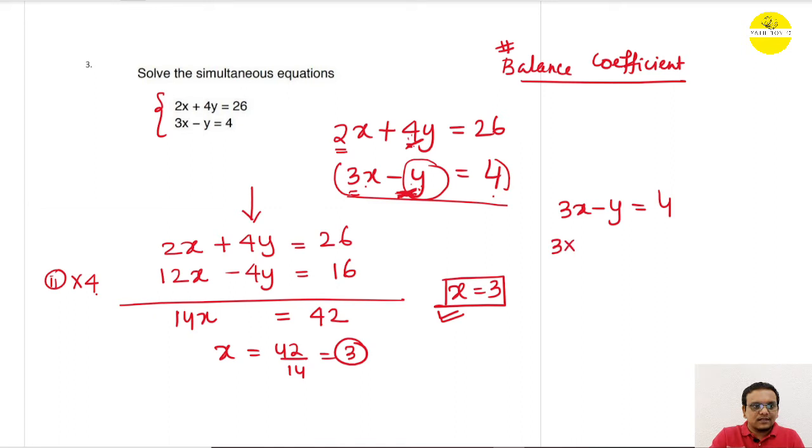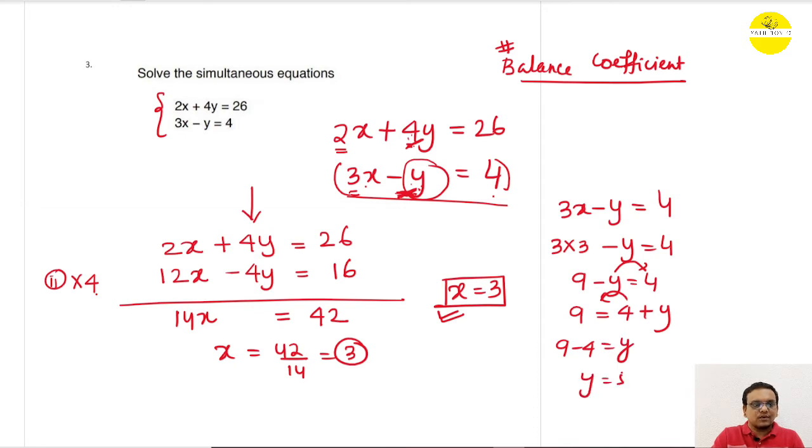So can I do like this? 3 times 3, because 3 times x, right? Minus y is equal to 4. That is 9 minus y is equal to 4, right? And if I try to shift this y to this side, I hope you are getting 9 is equal to 4 plus y. And if I shift this 4 to this side, I think you are getting 9 minus 4 equal to y. And yes, you are getting y is equal to 5.